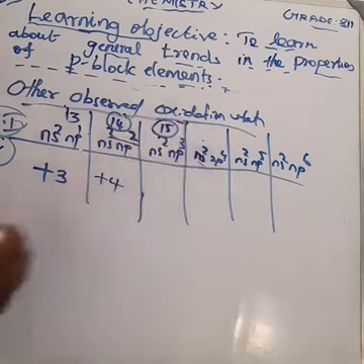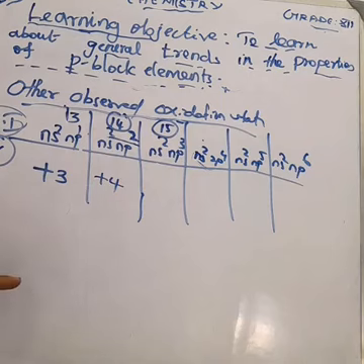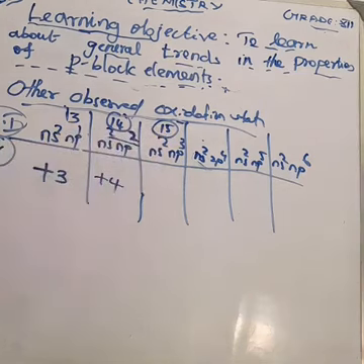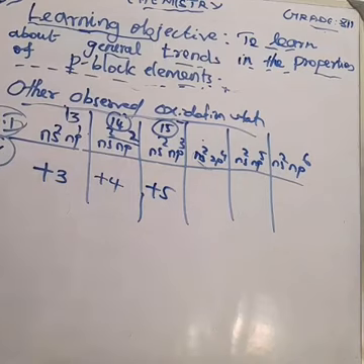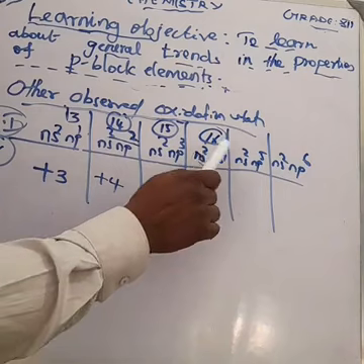What about the 15th group? The general electronic configuration is ns2np3. Can you understand, my dear children? So for the last shell, add 2 plus 3, which gives plus 5 oxidation state. What about the 16th group, the chalcogens? What is the general electronic configuration?